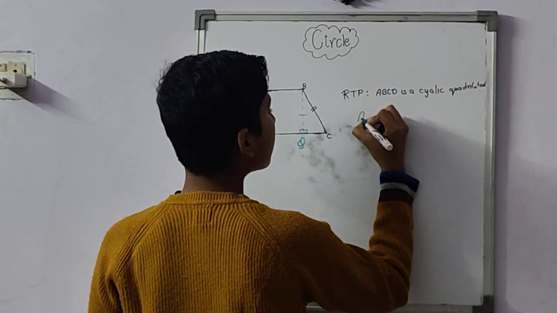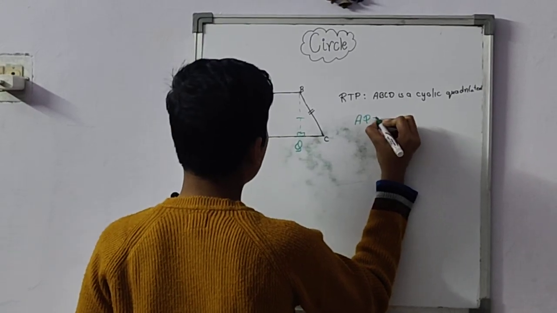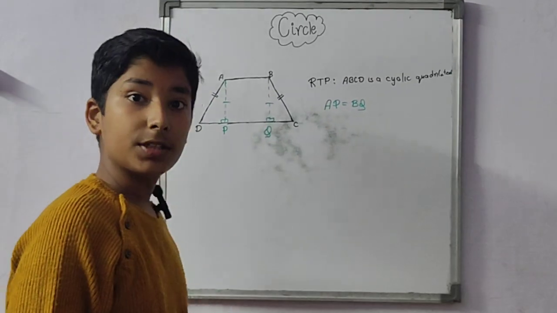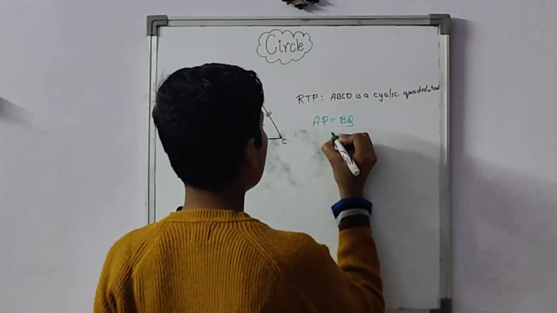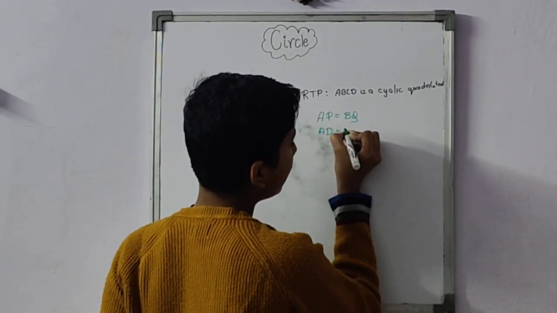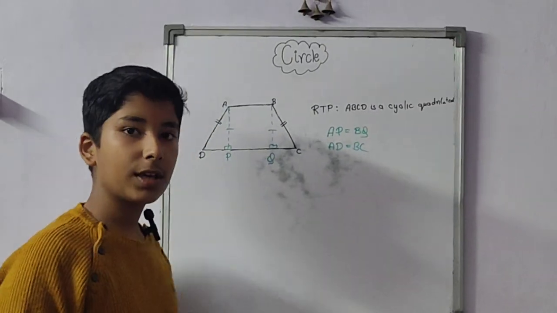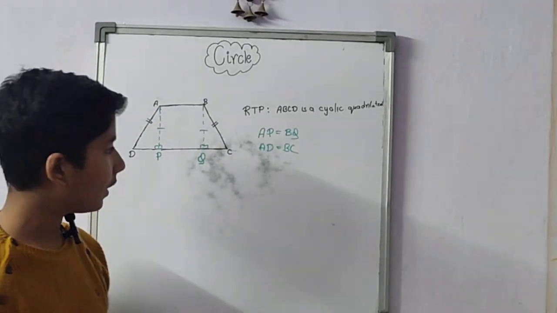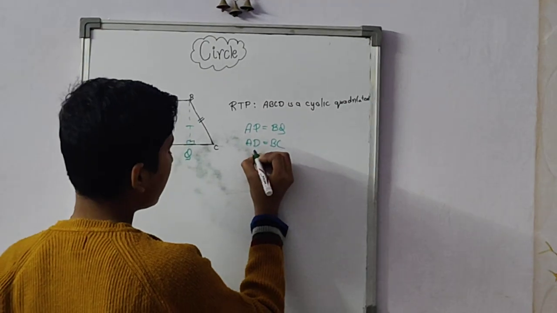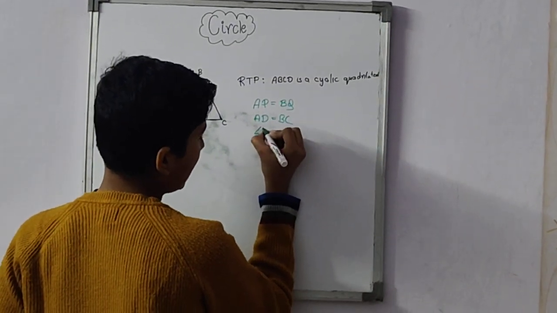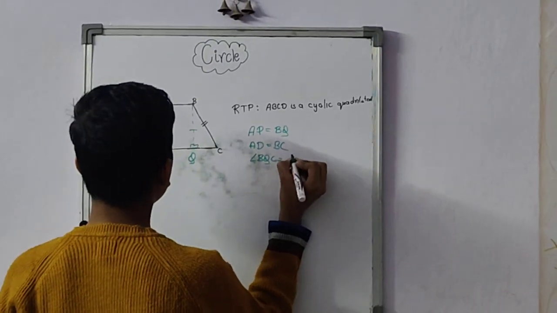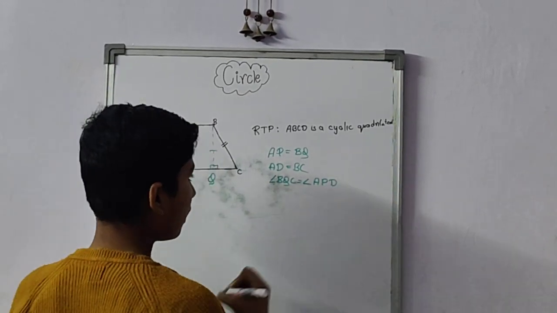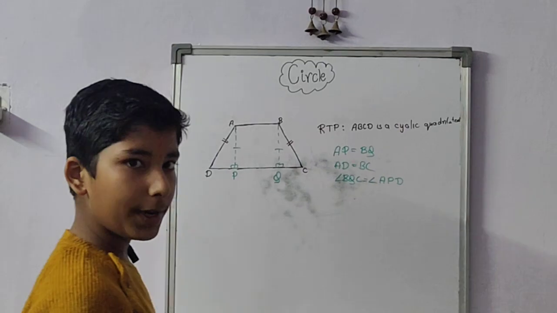You have to write AP equal to BQ. Why? Distance between parallel lines. AD equal to BC. It is already given that the opposite sides, means these two sides of a trapezium, are equal. And next, angle BQC equal to angle APD. Why? Because both of them are 90 degree.